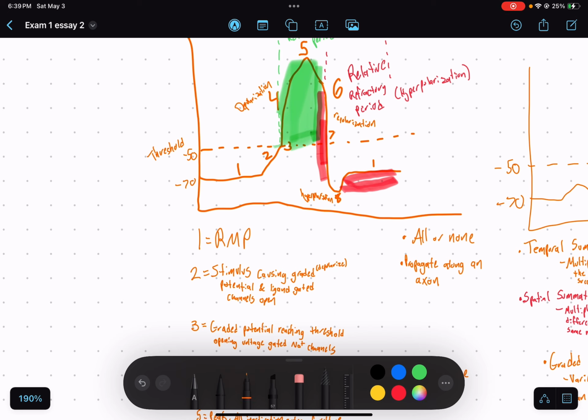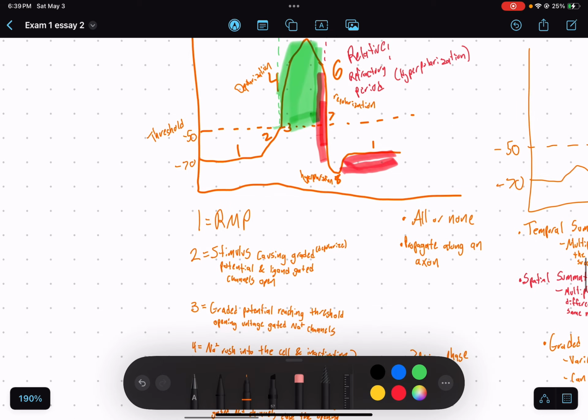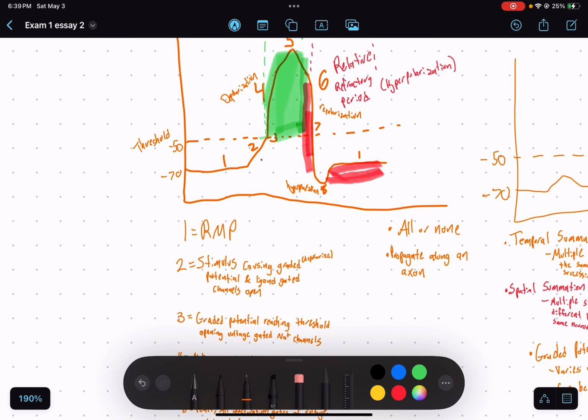So number 1 is just showing us resting membrane potential. Remember, we talked about that earlier, what contributes to that. Number 2 is some sort of stimulus that's causing a graded potential, a depolarization event, which causes ligand gated channels to open. Notice this is important. It's ligand gated, not voltage gated. Due to that, it's going to depolarize that cell.